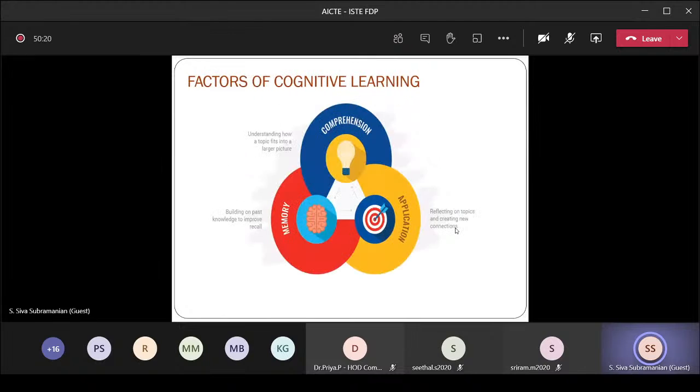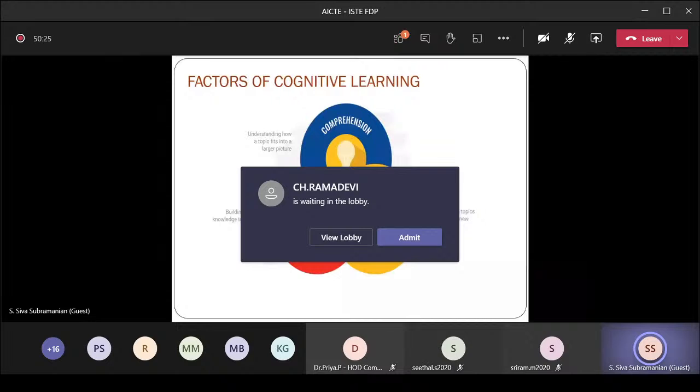So these are the three factors that we have in cognitive learning. The first stands with comprehension, the second with memory, and the third with application.